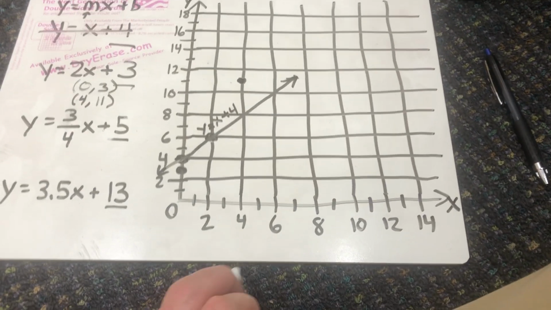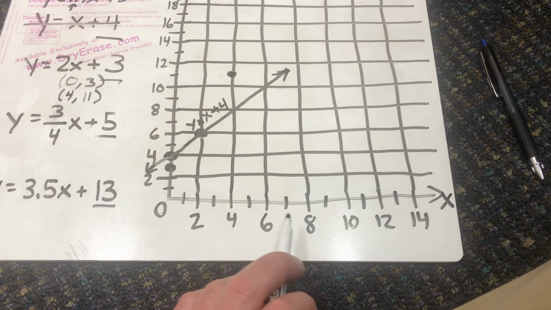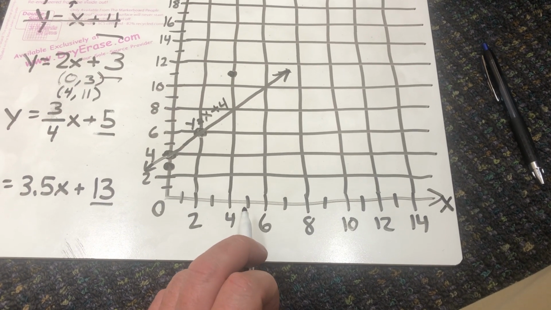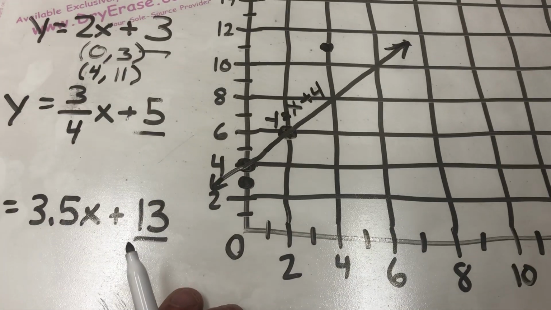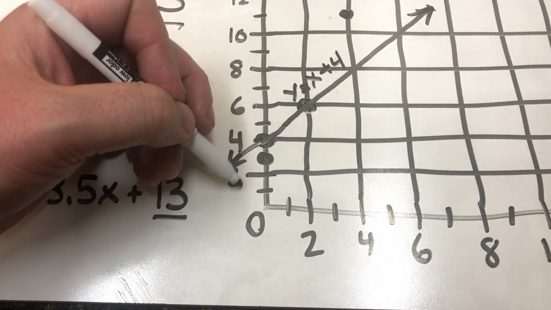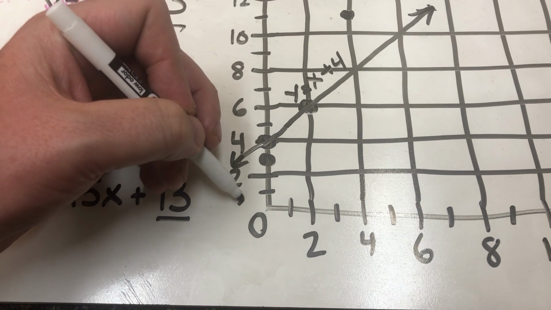All right, and right there. So there's 4, 11. Now, when I come through here, I'm going to connect these two dots.